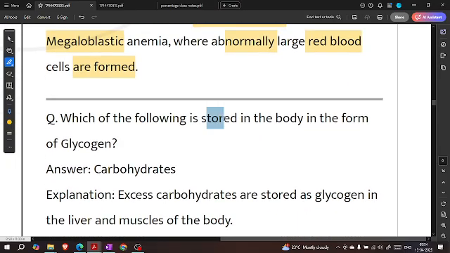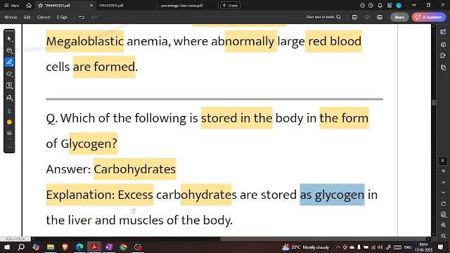Which of the following is stored in the form of glycogen? Carbohydrate. Excess carbohydrates are stored as glycogen in the liver and muscles of the body.